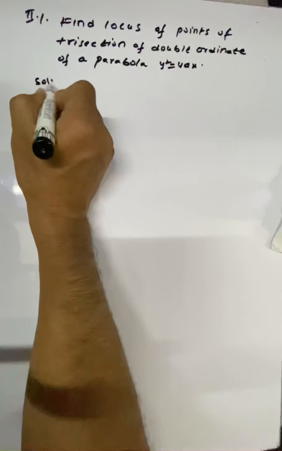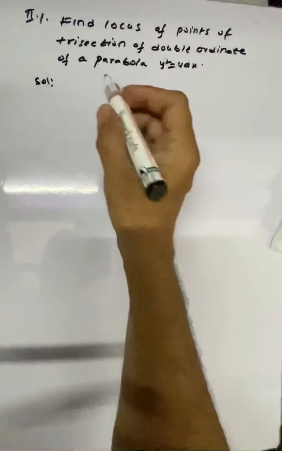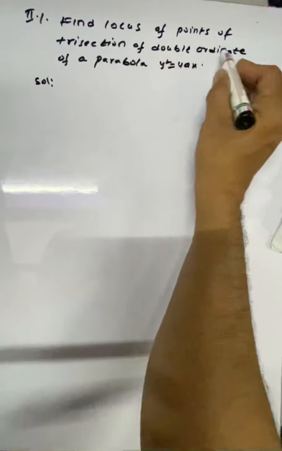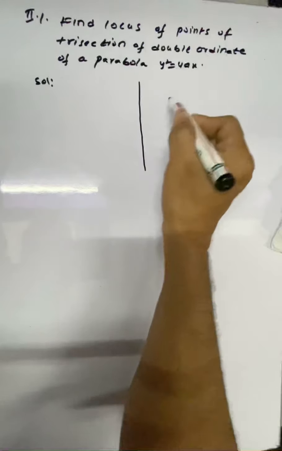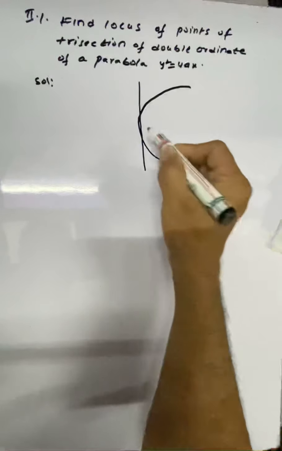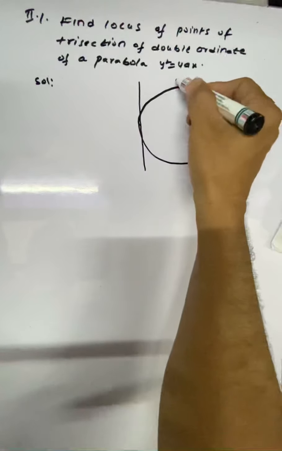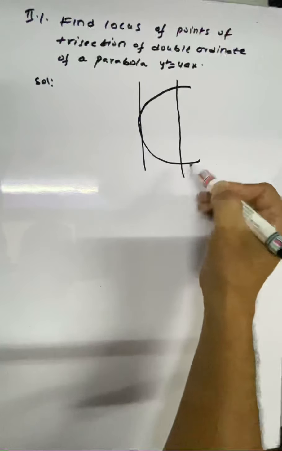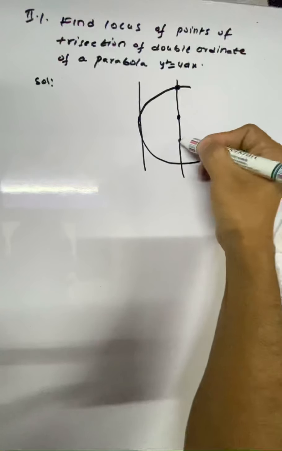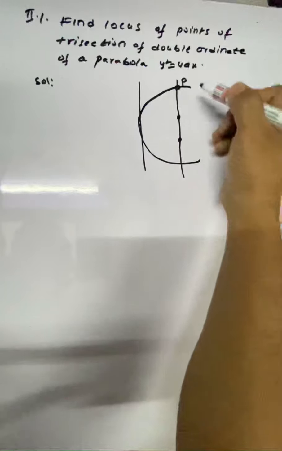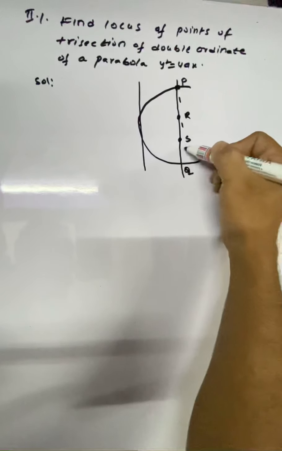In this question they have given the locus of points of trisection of a double ordinate of a parabola. The parabola is y square equals 4x. In this trisection of a double ordinate of a parabola, we have three sections here. If we need three sections, we need 2 points here. This is P and Q, this is R and S. 1, 1, 1.